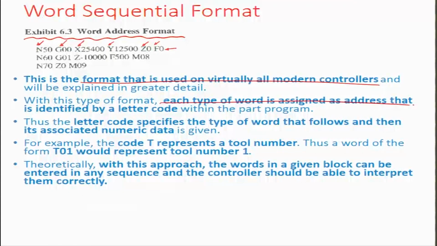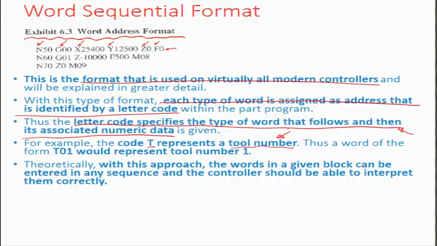Each type of word is assigned an address. It is identified by a letter code within this program, and the letter code specifies the type of word that follows, and then it's associated with the numeric data, which is again based on the controller capability. For example, the code T here is not mentioned in this particular exhibit, but there is a letter called T which would represent the tool number. So typically the words have been chosen in a manner so that they can index very well the purpose that is associated with a set of numerals. So a word in the form T01, for example, would represent tool number 1. So automatically it brings home the capability that about 100 tools can be accommodated with the controller capacity, which can start from T01 to T99.